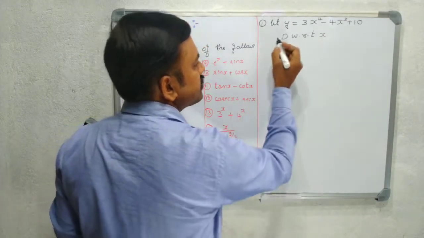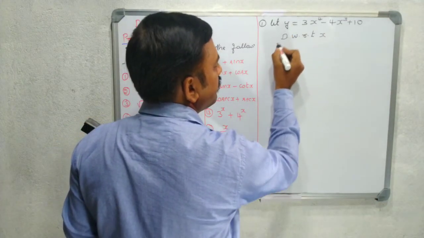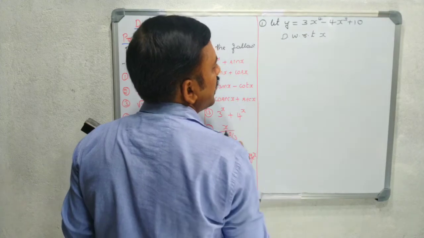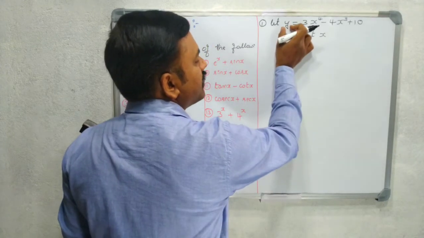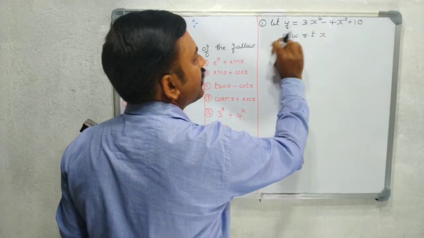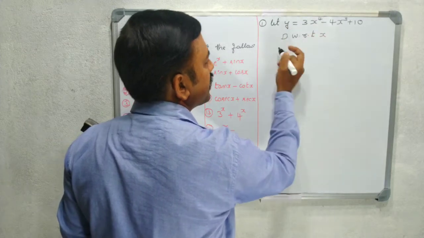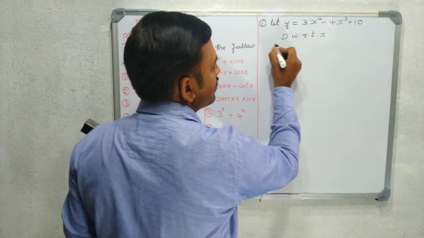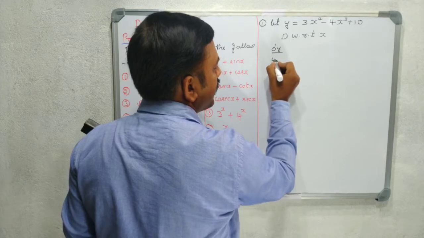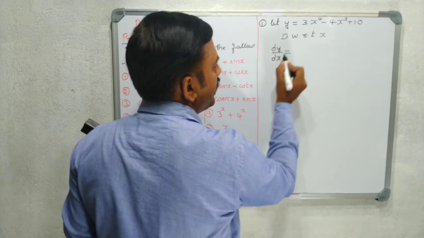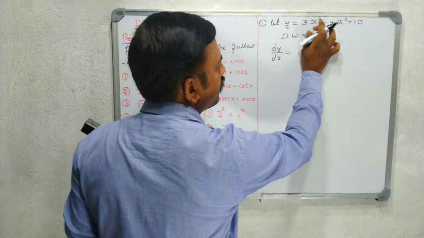So if we differentiate y with respect to x, in the previous class I already told you, y is a dependent variable, x is an independent variable. If we differentiate y with respect to x, then that is denoted as dy by dx. So dy by dx is equal to 3x to the power of 4.